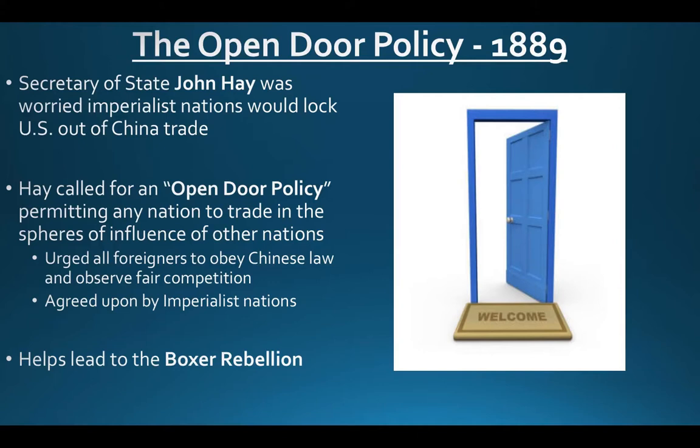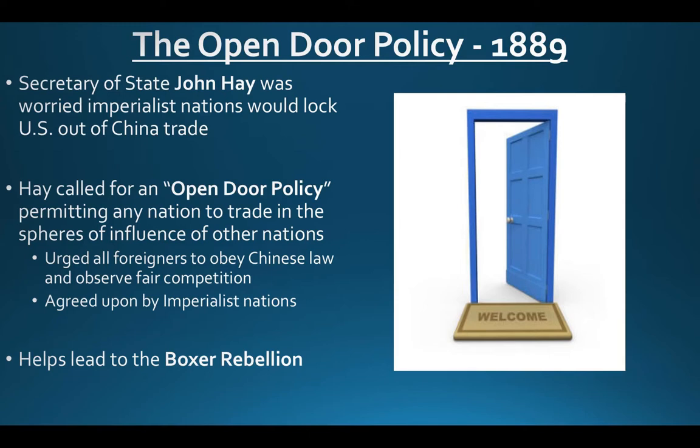By the year 1889, the Secretary of State at the time, a man named John Hay, was seriously worried that the other imperialist nations are going to lock the United States out of China and Chinese trade, right? So what he is going to openly advocate for is something that he is going to refer to as the open door policy. And what this would entail is basically permitting any nation to trade in the spheres of influence of the other nations. And what he's then going to urge is that all the foreigners there actually obey Chinese law and observe fair competition practices.